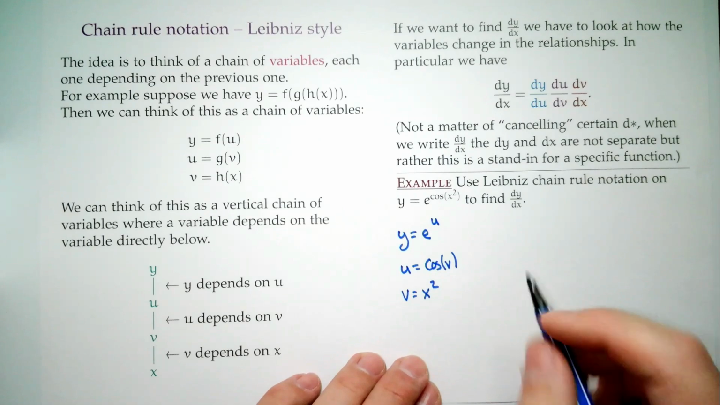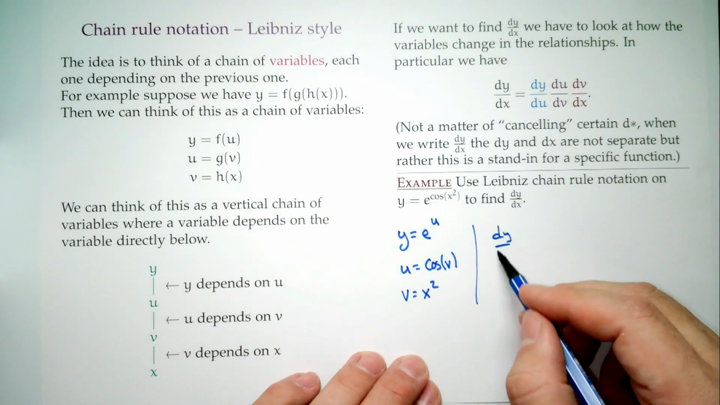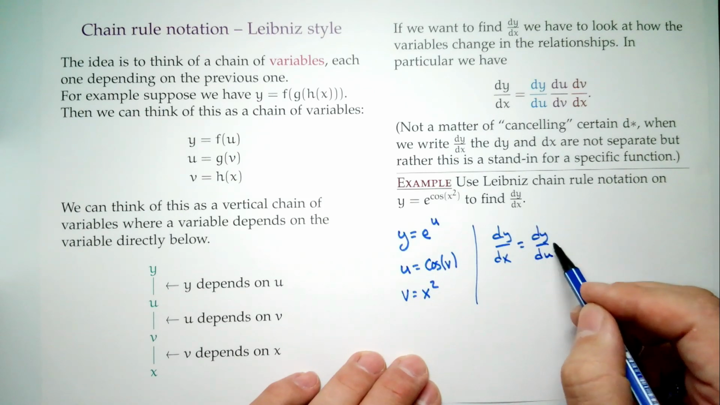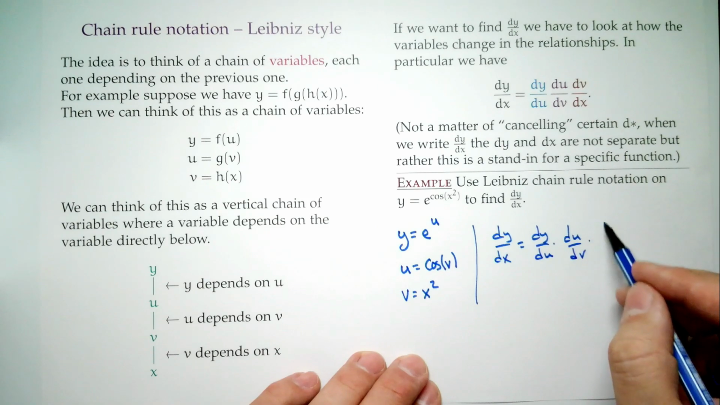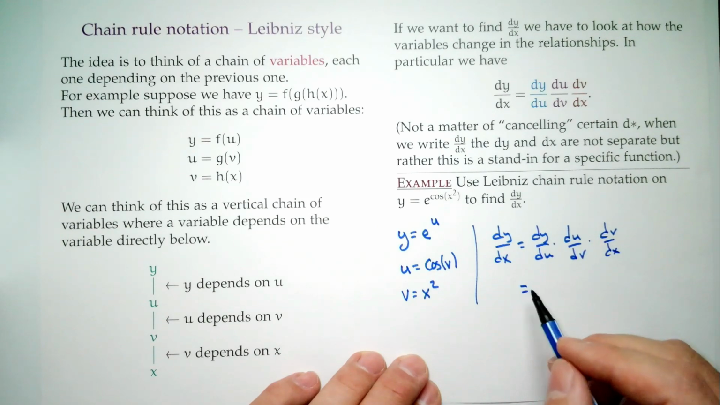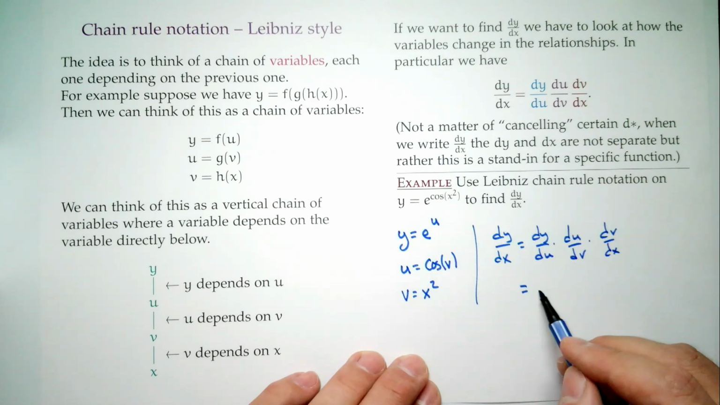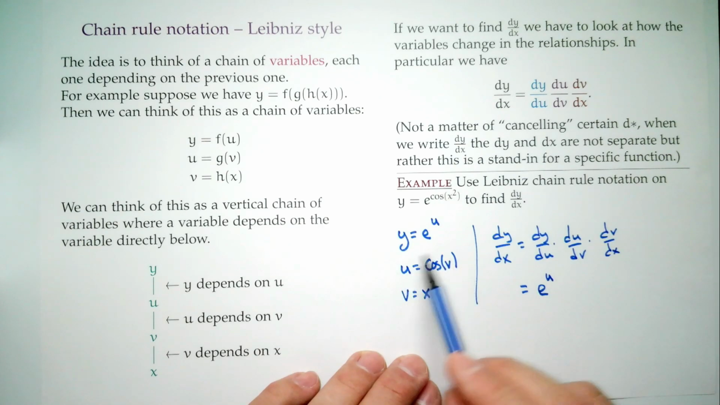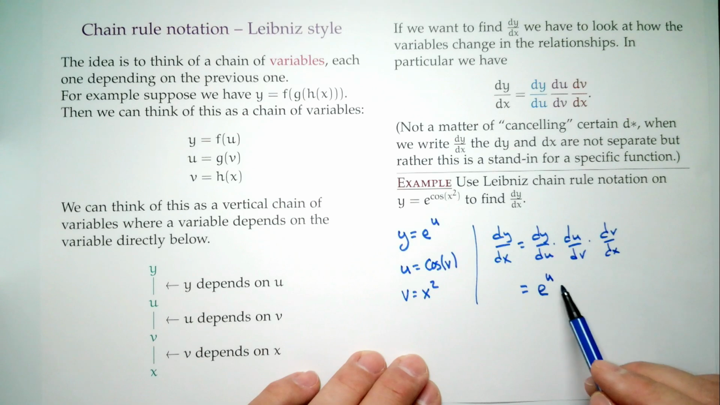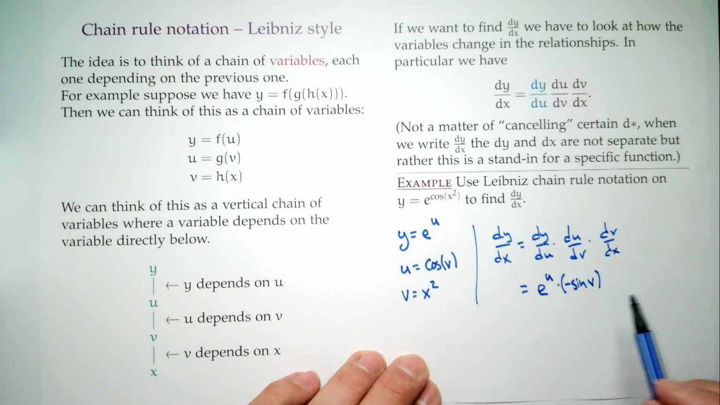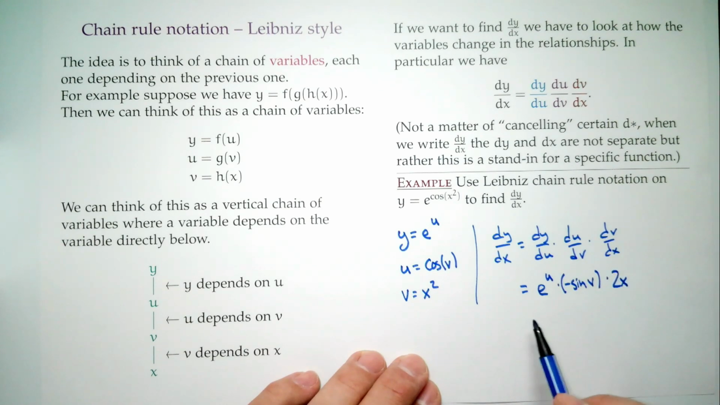So if we want to find dy dx, then we have the following. This is dy du times du dv times dv dx. And what is the derivative of y with respect to u? E to the u. The derivative of u with respect to v? Negative sine of v. And then the derivative of v with respect to x? 2x.